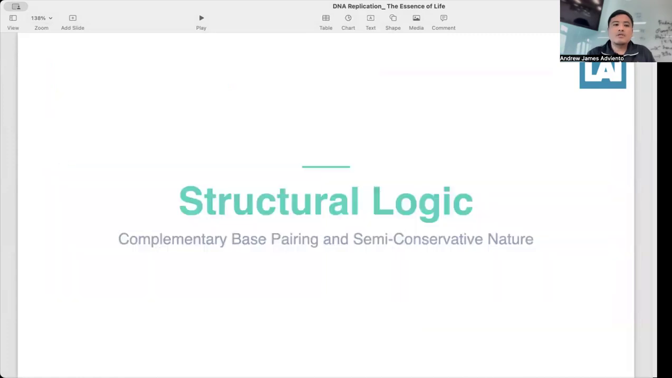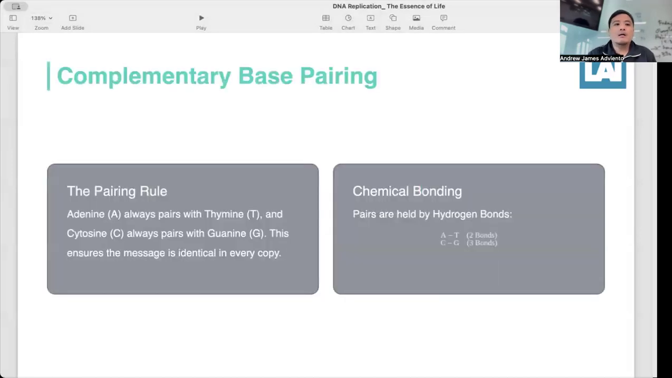So, structural logic. The beauty of DNA is that its structure actually dictates how it is copied. We focus on two main concepts here: one is complementary base pairing, and then the semi-conservative nature of the process.